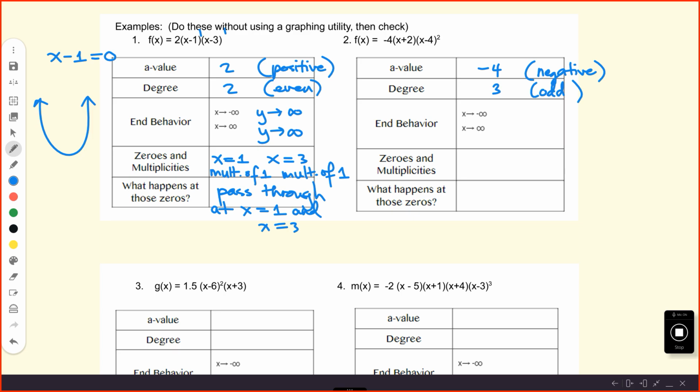So x plus 2 is raised to 1. And then x minus 4 is raised to 2. So we add 1 plus 2. Yes. So the degree is 3. Okay, so if this is odd negative, what is the end behavior?